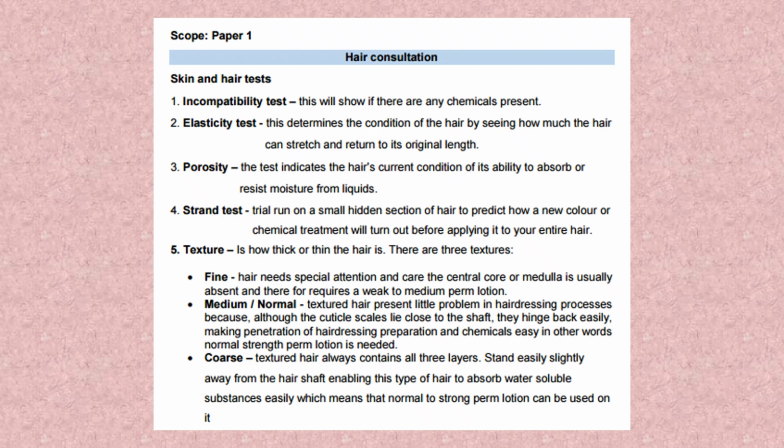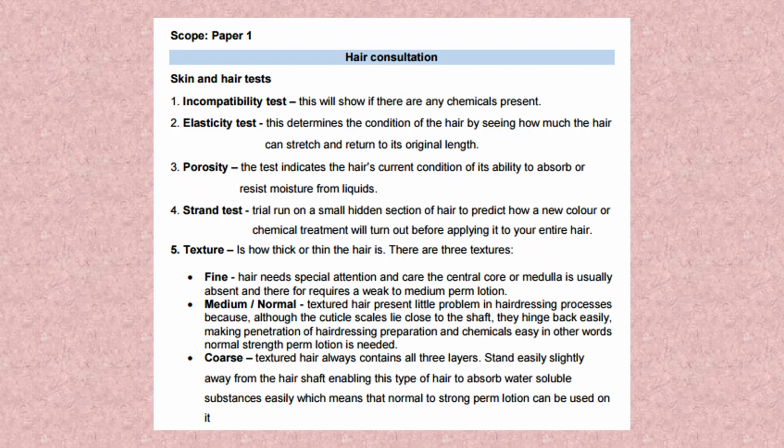Remember there's a few tests that you can do before to see that the client will react properly to whatever procedure you are doing. So the first one is the incompatibility test. This will show if there are any chemicals present. Elasticity test. This determines the condition of the hair by seeing how much the hair can stretch and return to its original length. Porosity. The test indicates the hair's current condition of its ability to absorb or resist moisture from liquid.